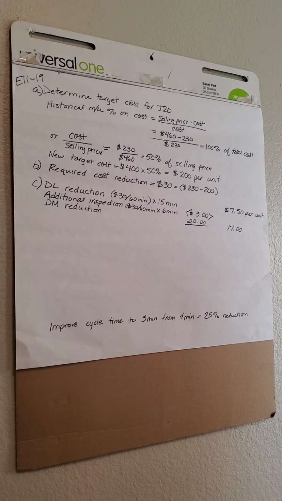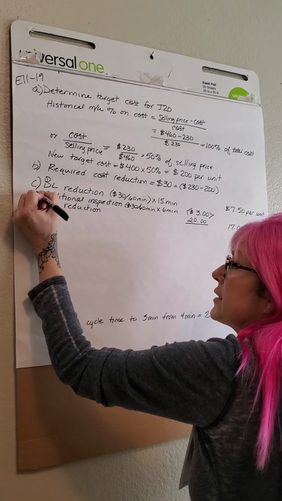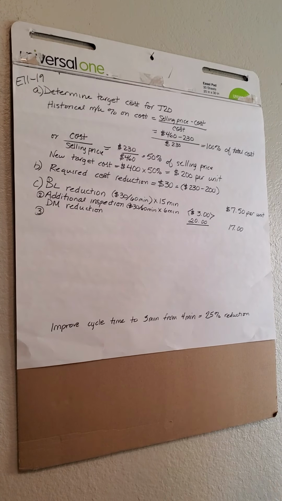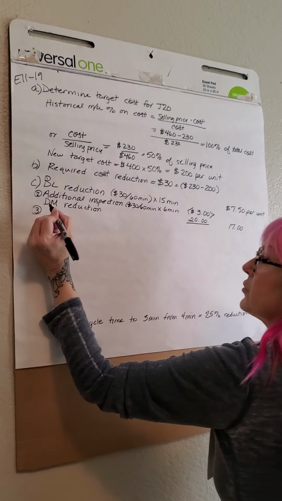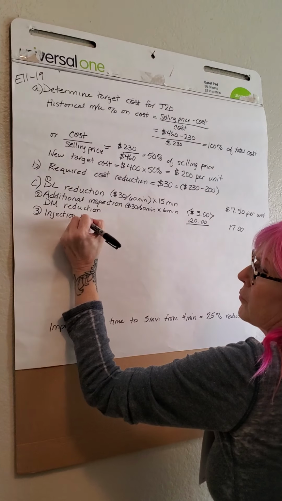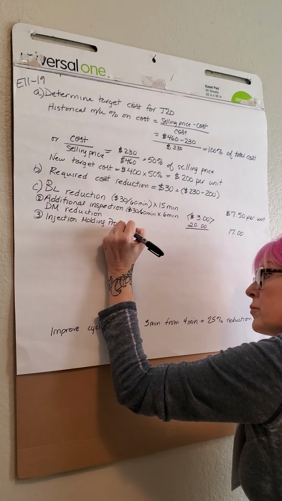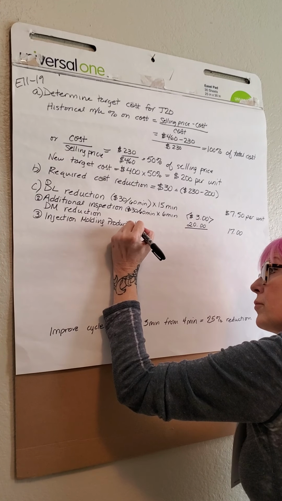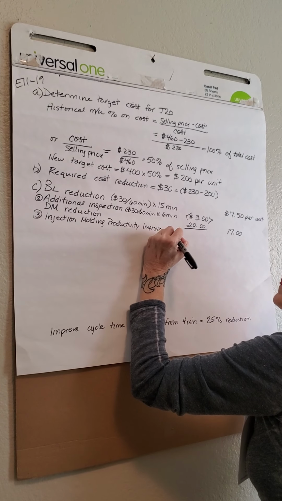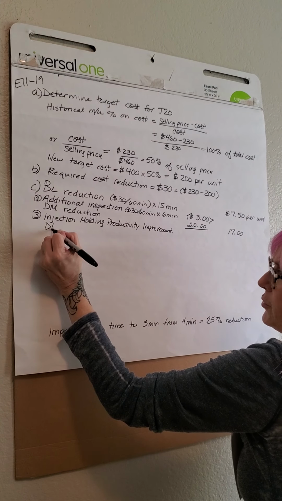Okay, so when we're looking up here, remember, I'm sorry, this is 1, this guy is 2, and now we're looking at the third alternative. So we're looking for that injection molding productivity improvement. That's also going to have two parts. So we've got our direct labor improvement.